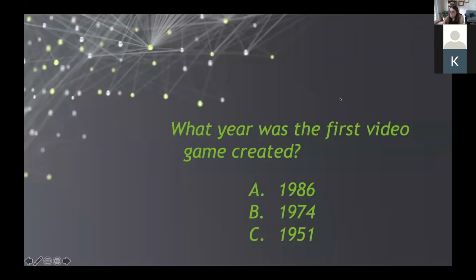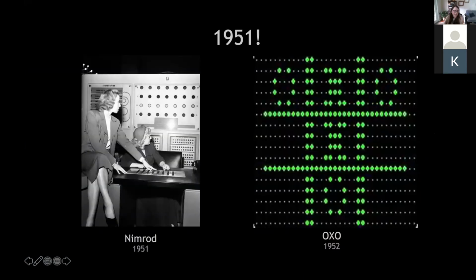Okay, so you guys can just type your answer in the chat. What year was the first video game created? You can do A, B, or C. Okay, I see some B's, some C's, some A's. Seems like a mix. Maybe more C's, which is good because C is correct.